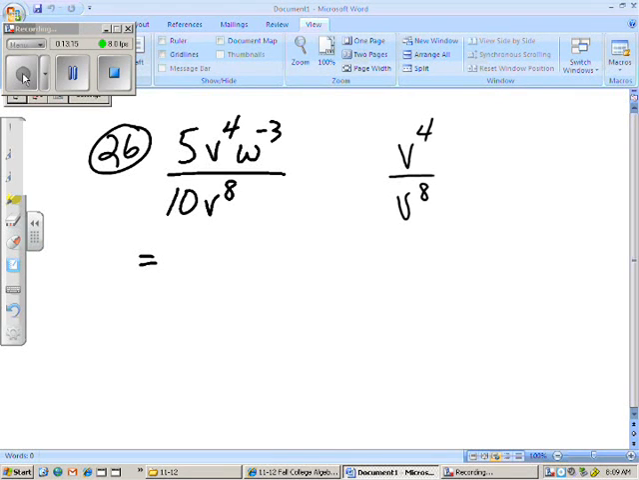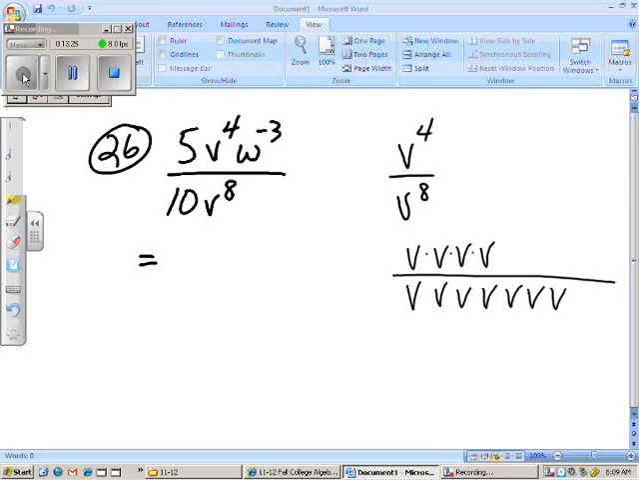eighth, well, think about it like this. b to the fourth is 4 b's being multiplied. And b to the eighth is 8 b's being multiplied. So that's b to the fourth divided by b to the eighth.